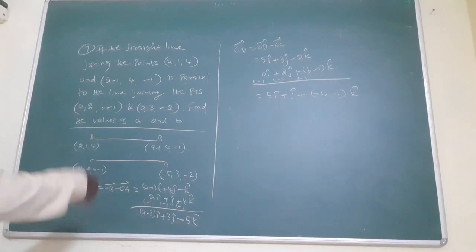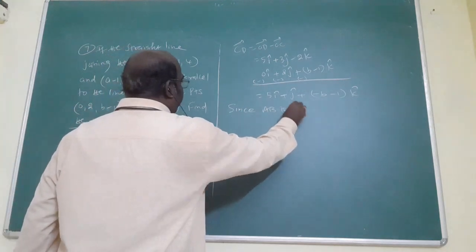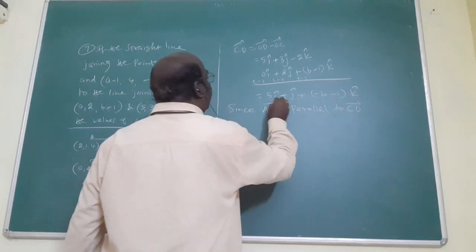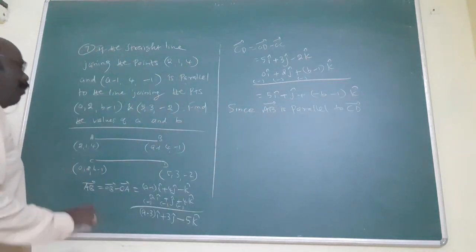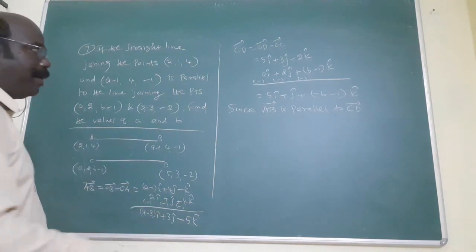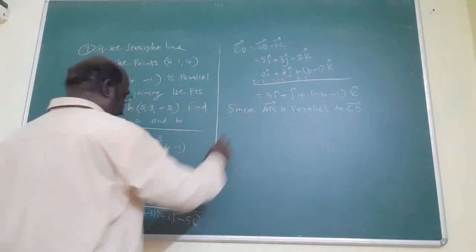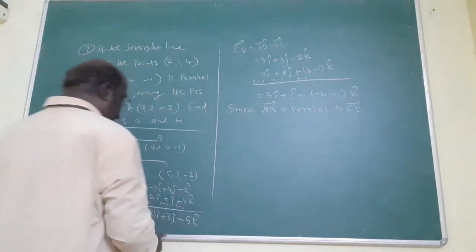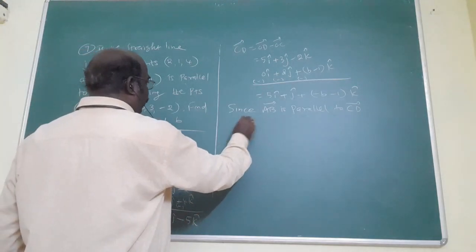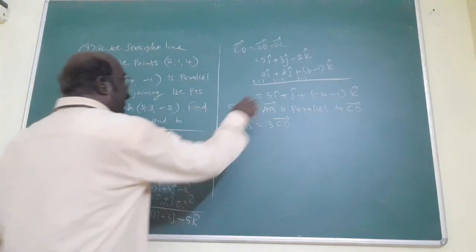Now, since AB is parallel to CD, both will be parallel, which means one vector is equal to a constant times another vector. Here a is there, a number is there. Next a number is there, b is there. But 3j is there, only j is there. That's why this AB vector is equal to 3 times the CD vector. 3j means here also 3j will come.